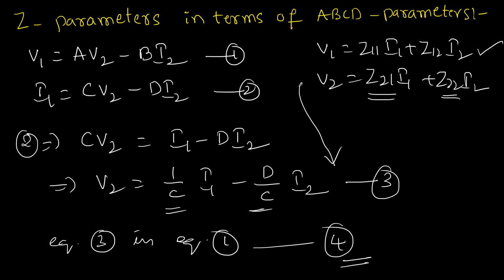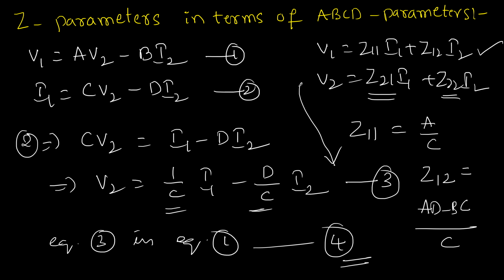So Z11 is equal to A by C, you are going to get. Now Z12 as AD minus BC by C. So please verify. If you don't get the relations, please comment. I'll be answering your questions.